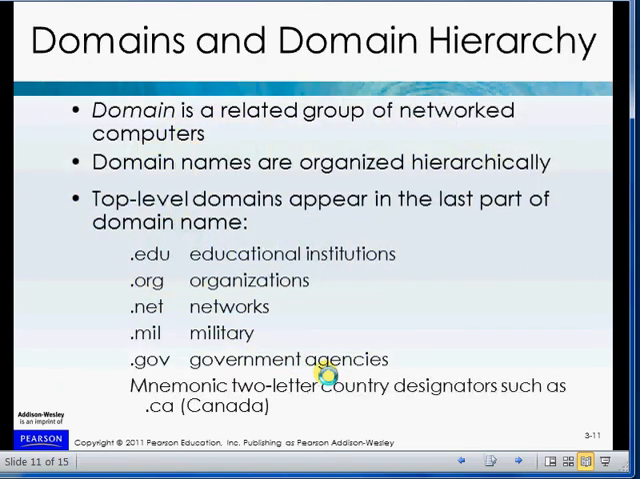By definition, a domain is a related group of network computers. Another characteristic is that domains are organized in a hierarchy. So we have what's known as top-level domains, and this is important vocabulary here. Be sure you're able to give an example of a top-level domain. Most common are .coms, but we also have .nets, .orgs, which are typically utilized for nonprofits, and .edus, which are colleges and universities.